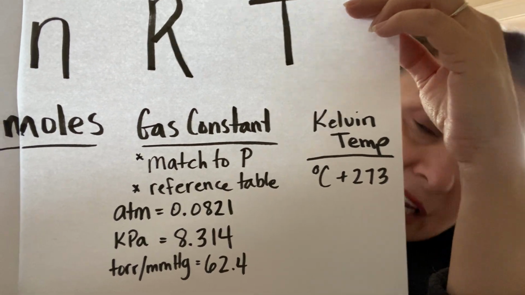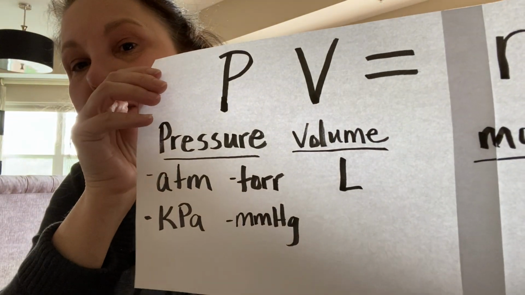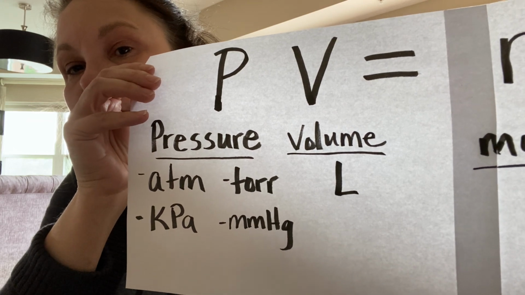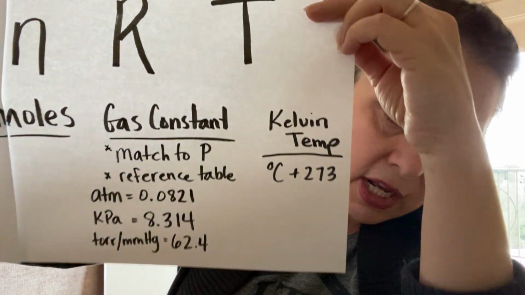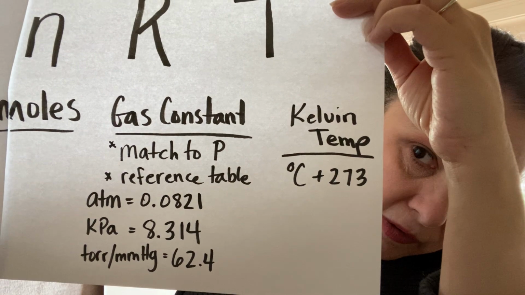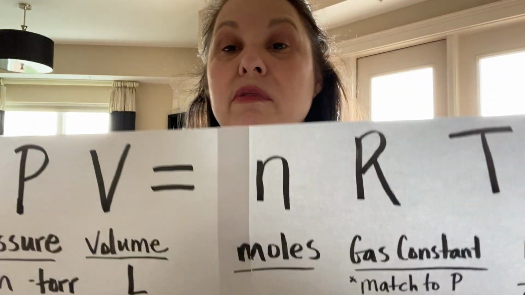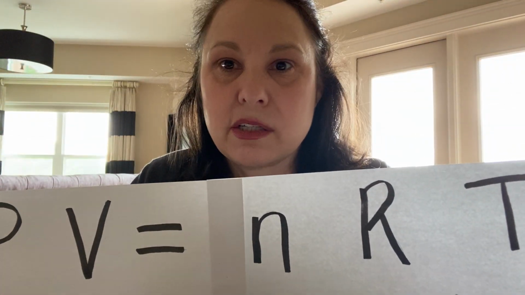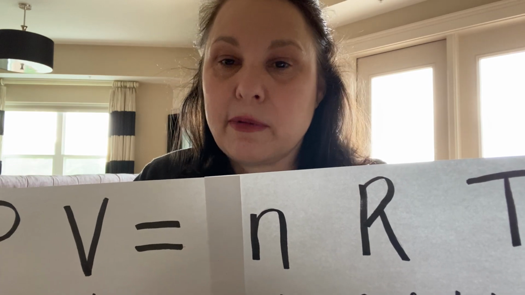And lastly, if you're dealing with a pressure that is torrs or millimeters of mercury, they use the same R. So that is going to be 62.4. Again, R will never be provided to you. You're expected to look at it or find it on your reference table.